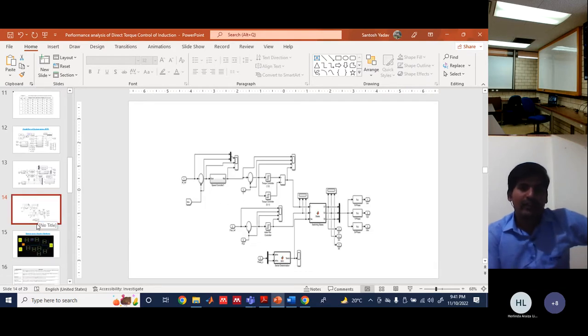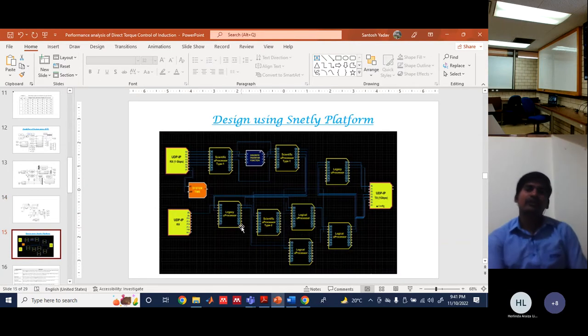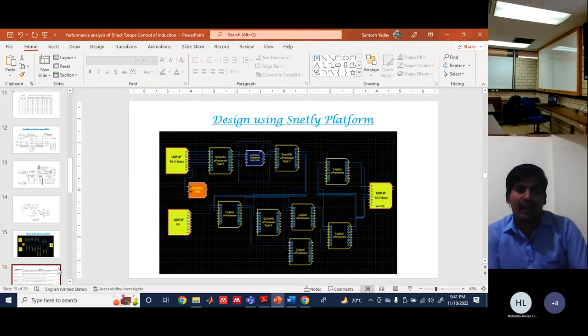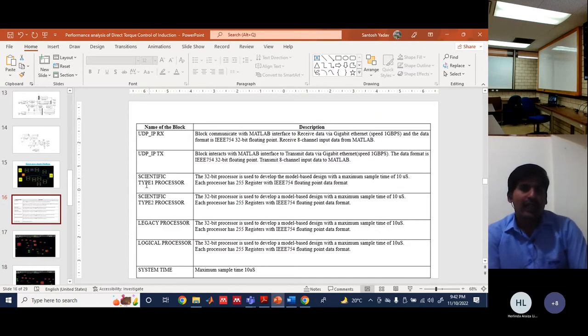Here are the sub blocks in MATLAB. Using this MATLAB function, I have designed the switching table. Coming to the design using this Netly platform. The Netly platform has UDP blocks as well as scientific type 1 processor, scientific type 2 processor, legacy processor, logical processor, and system time, like in MATLAB. In the same way that MATLAB is designed, the same design is also made in the Netly controller, to interface with MATLAB.